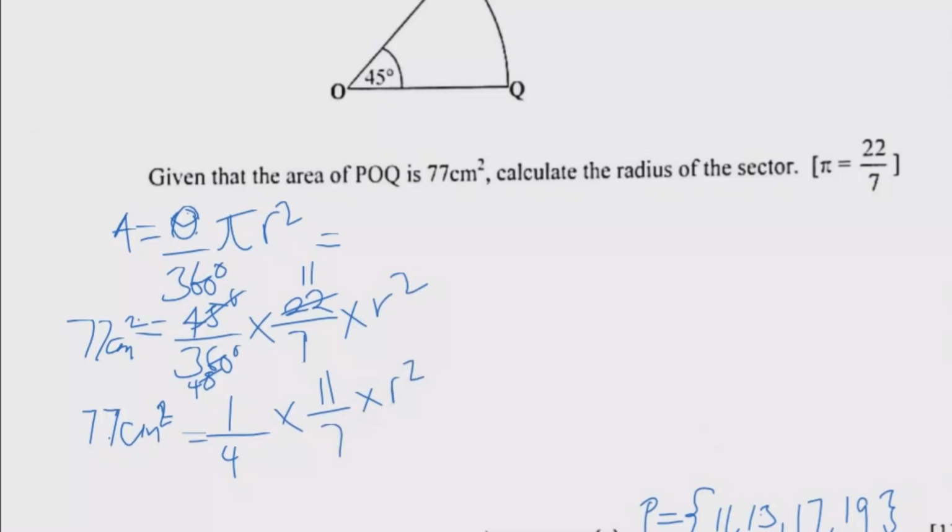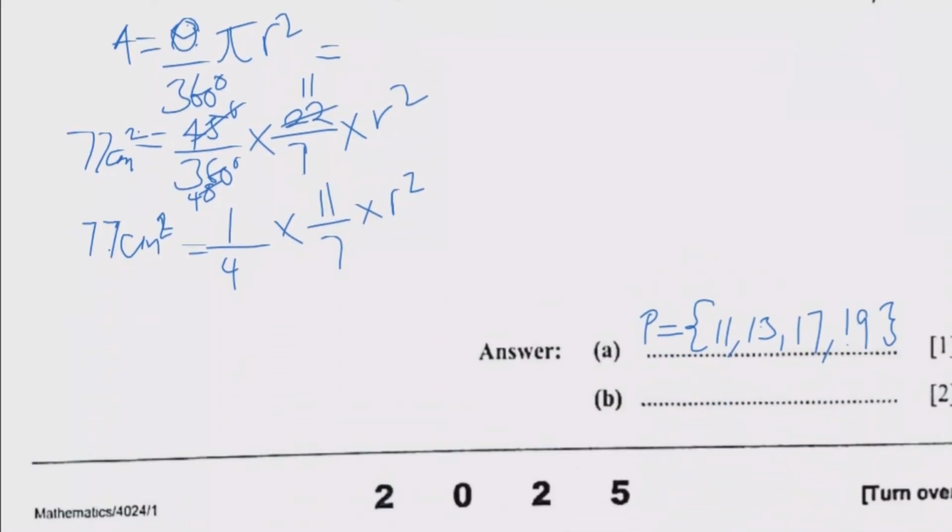Here there is no other number that can go into both, so we can just multiply. So 77 centimeters squared is equal to 1 times 11, which gives me 11, times r squared. So 11 times r squared will give me r squared over, okay, so over, then what do?